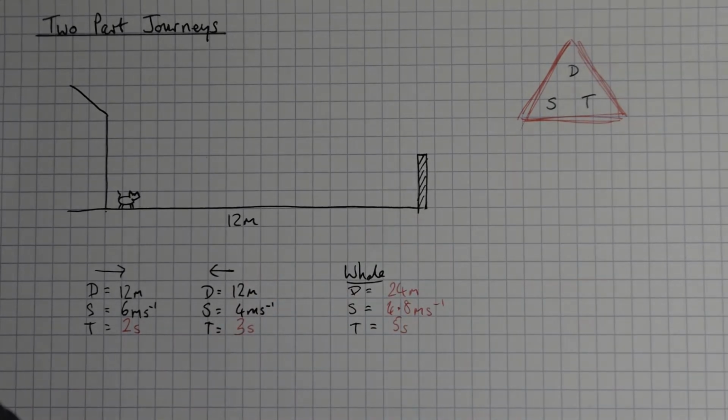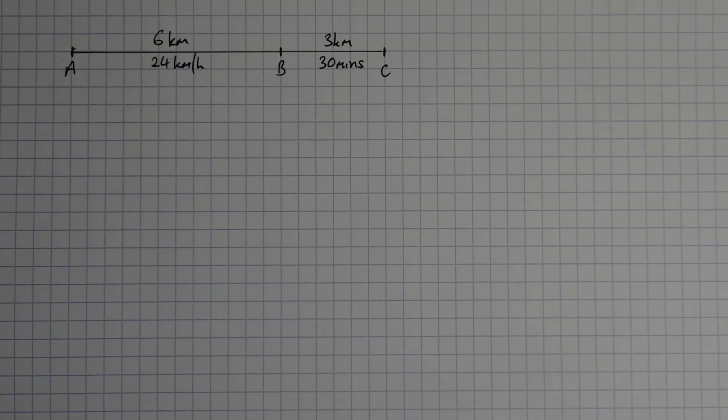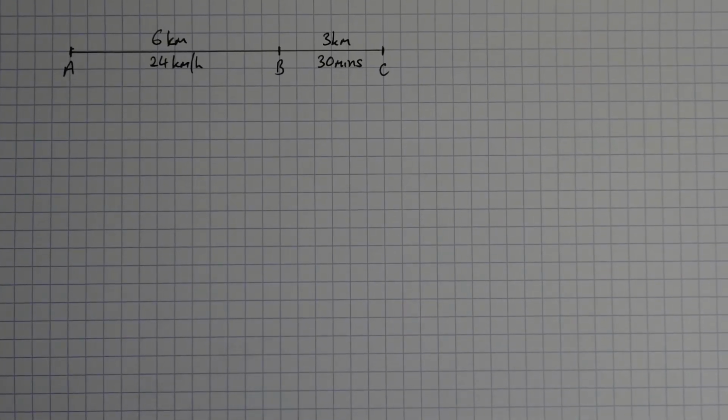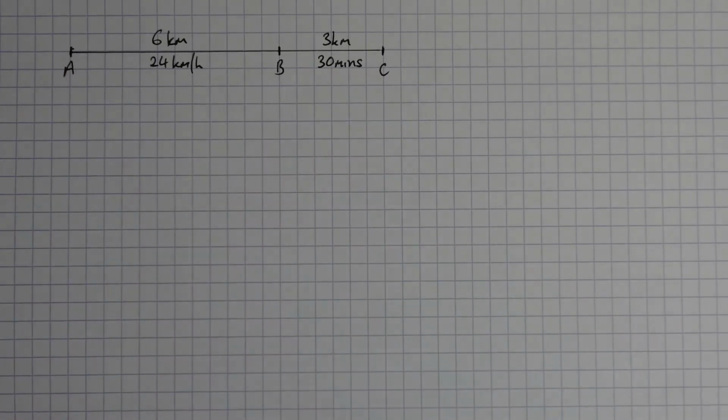Now, this happened to be a two-part journey where you're changing direction, but it need not be. I'll give you another quick example. Okay, so here's another example then. For another two-part journey, we're going to travel from A to C via B. And I'm giving you some information.